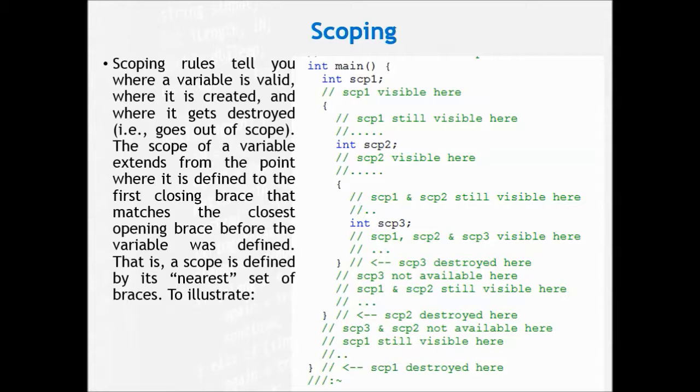So scoping rules tell you where a variable is valid, where it is created, and where it gets destroyed. Destroyed means it goes out of scope. We are not able to use it anymore. The scope of a variable extends from the point where it is defined to the first closing brace that matches the closest opening brace before the variable was defined. That is, a scope is defined by its nearest set of braces.